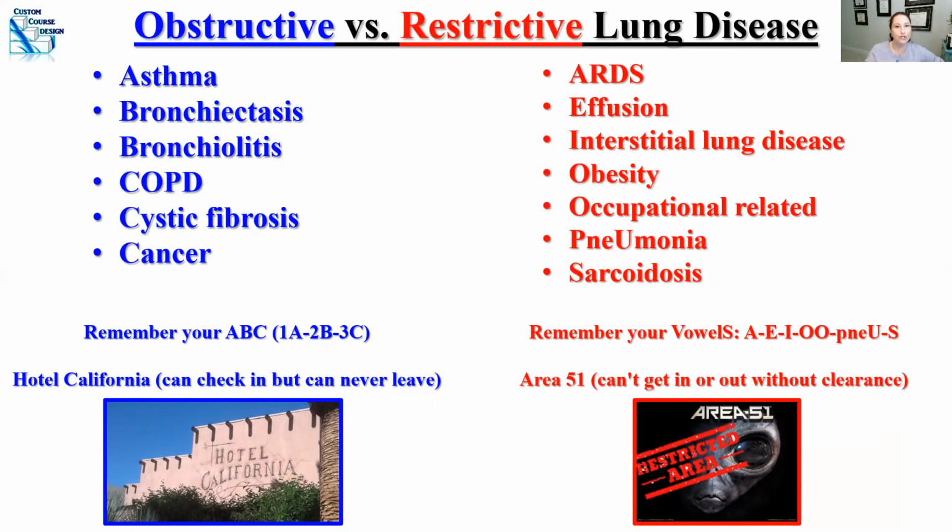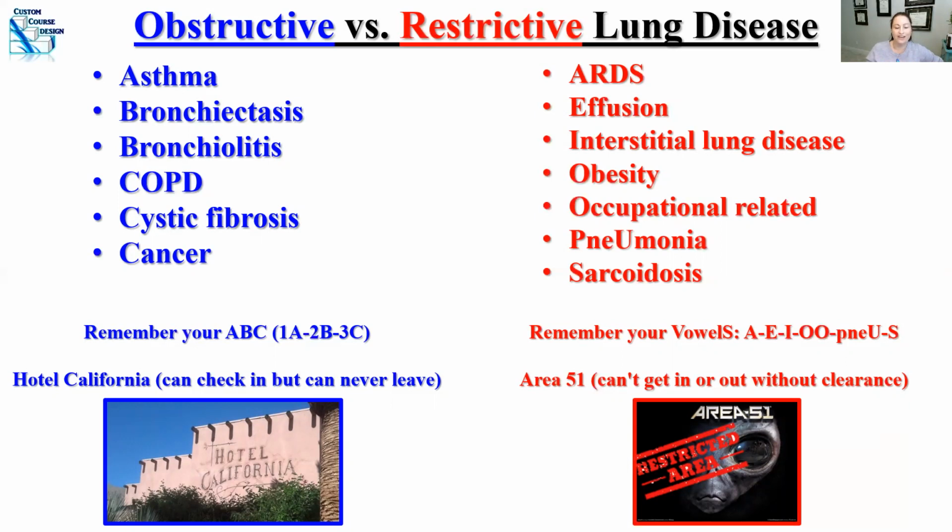So if you can remember your ABCs, remember A is the first letter in the alphabet, so we only have one. B is the second letter in the alphabet. We have 2 diseases that are B's, and then we have 3 that are C's. So our A is going to be asthma. B's are going to be bronchiectasis and bronchiolitis, and then our C's are going to be COPD, cystic fibrosis, and cancer. So those are our obstructive diseases. You can get air in, but you can't get it out.